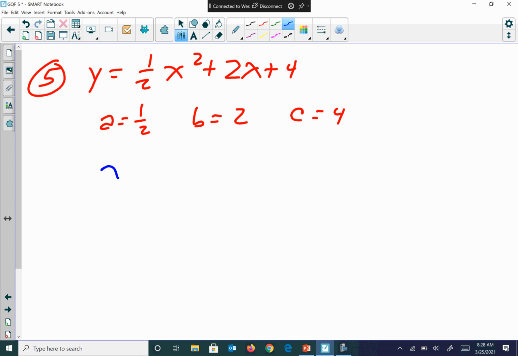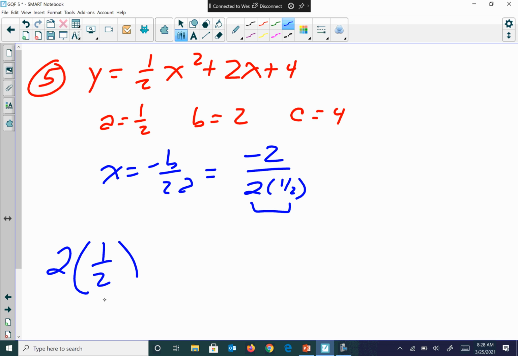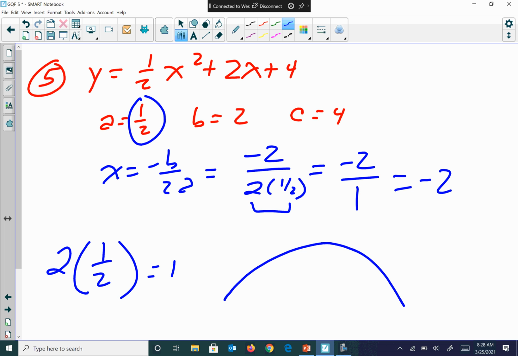So x equals negative b over 2a. So you have negative 2 over 2 times half. Well, 2 times half, just think about it. If you just had this for a problem, that would give me 1, right? So that means on the bottom, this is going to be negative 2 over 1, which is just negative 2. And then you could do the rest of the problem. But I will not test you on one like that. But basically what this half does is it makes the parabola real fat, like that.